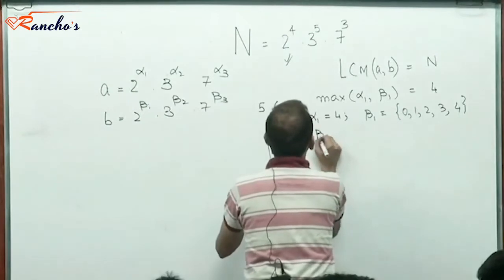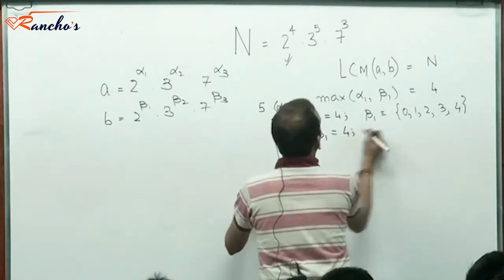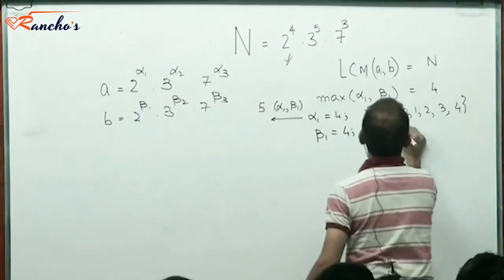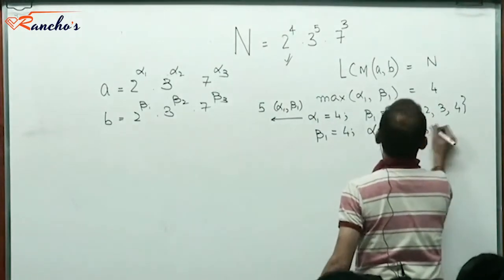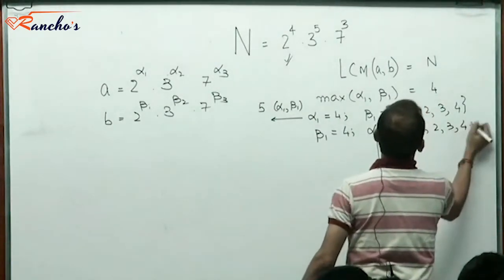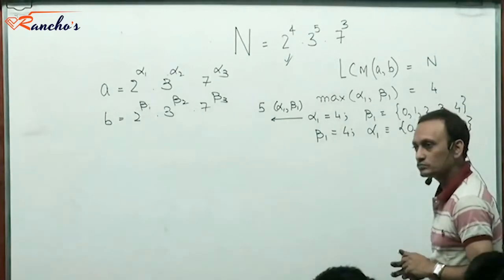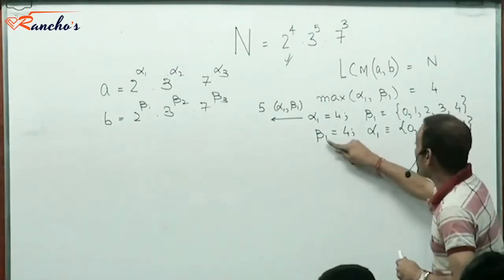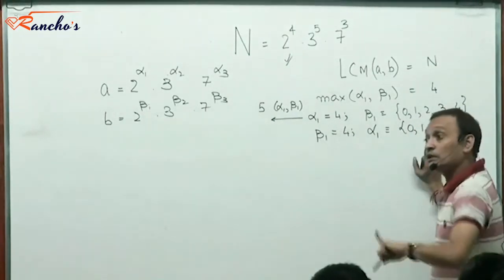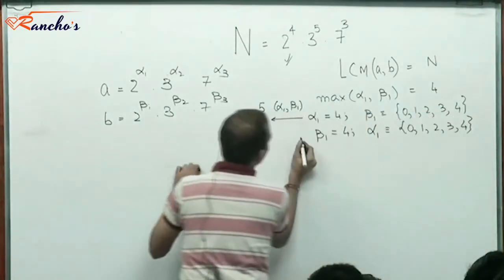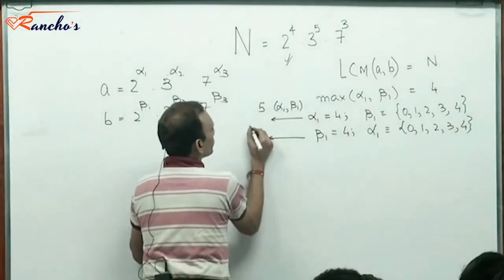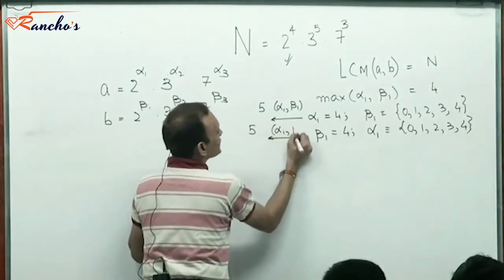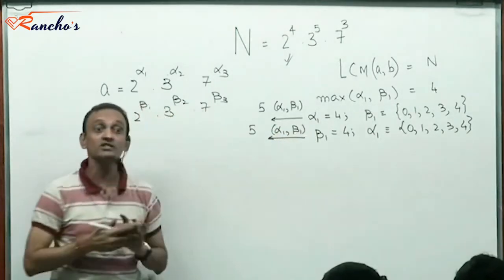Suppose beta 1 is 4. Then alpha 1 could be 0, 1, 2, 3, 4. Yes or no? Again, how many pairs of alpha 1, beta 1? 5 pairs of alpha 1, beta 1 can be selected. Yes or no?